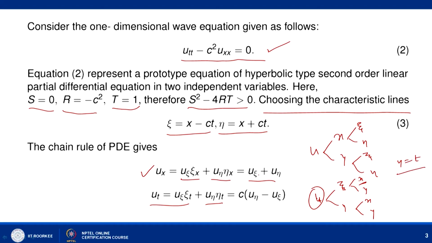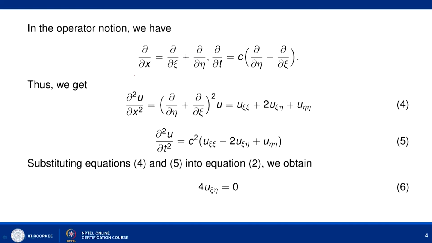So we can write u_x as u_xi plus u_eta, and u_t as c times u_eta minus u_xi. If we write it in operator form, then we can write del by del x as del by del xi plus del by del eta, and del by del t as c times del by del eta minus del by del xi. So you can write del 2u by del x square as the square of this operator, that is del by del eta plus del by del xi whole square operating on u.